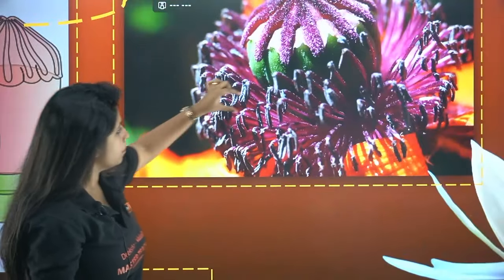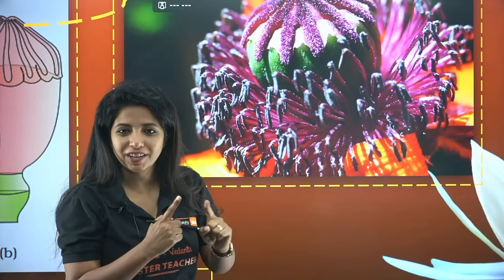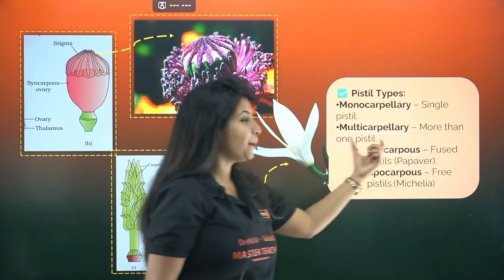So this is the stigma as well as the style. Now if at all you see inside, there will be only one ovary. This condition is known as syncarpous condition, and this is what you see in Papaver.